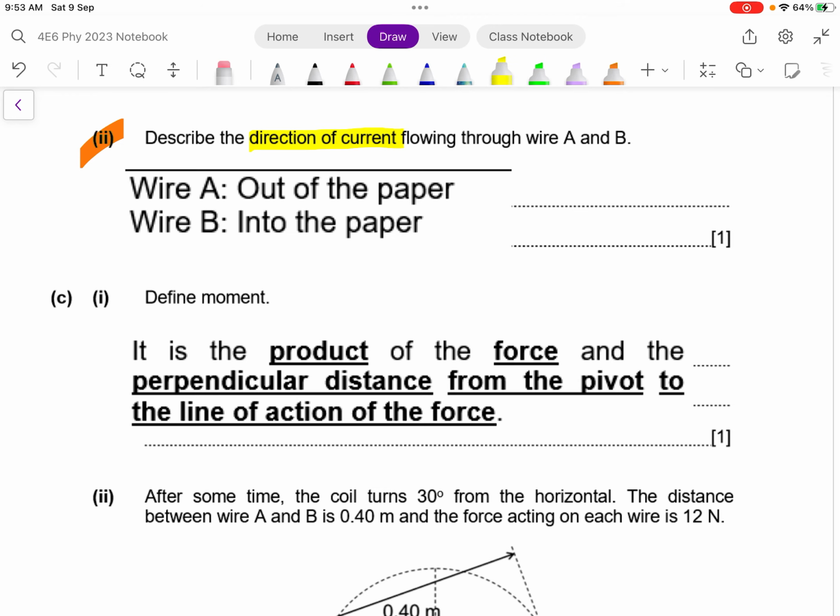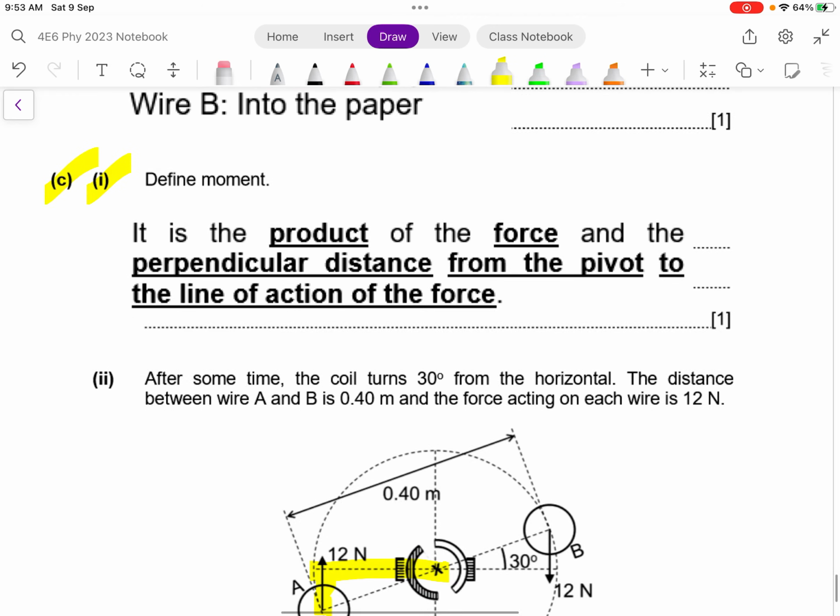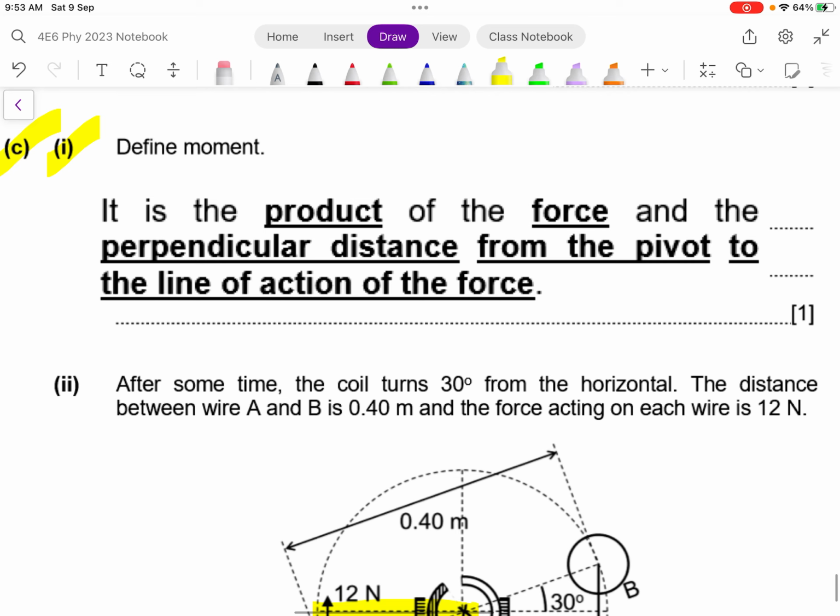So because of that, wire A is out of the paper, wire B is into the paper. For C part 1, students are still finding it difficult to differentiate between define and what is meant by. Some of you gave me the definition of principle of moment, which the question is not asking for, but instead they are basically asking you to tell them how moment is being defined in physics.